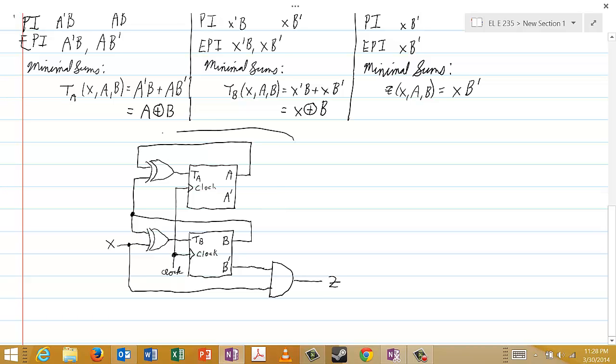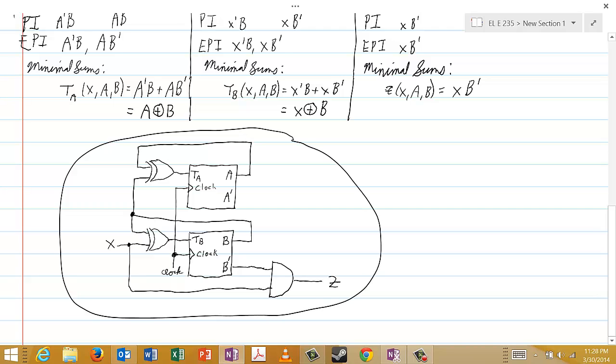Here is the sequential circuit for detecting the sequence that was specified in lecture 26. And now you have an example of how we can work backwards from a word description of the desired behavior of a sequential circuit. Work backwards.